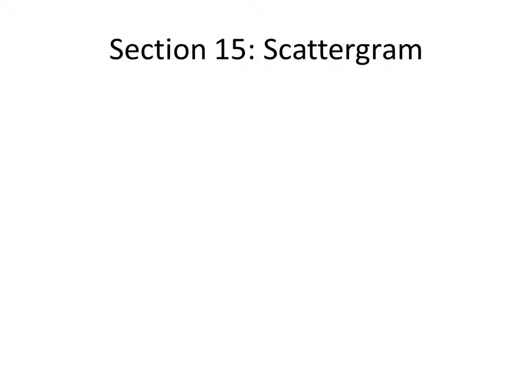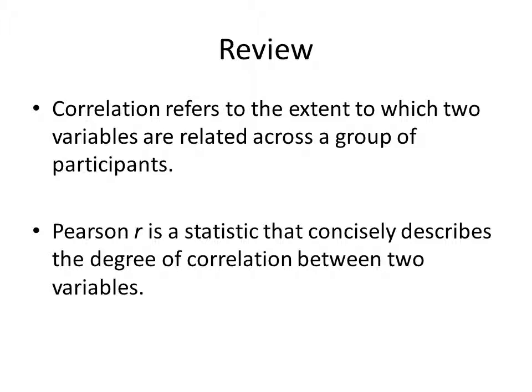So today we're covering section 15 in Making Sense of Statistics, which is on scattergrams. Let's do a quick review. Remember, correlation refers to the extent to which two variables are related across a group of participants. We talked about the concept of correlation in section 12, and then we also talked about the Pearson r in section 13 and the coefficient of determination, or r squared, which is used to interpret values of the Pearson r, which is described in section 14.